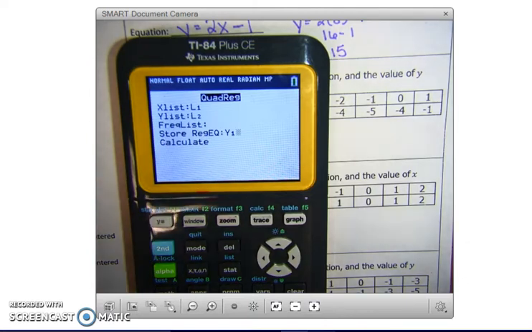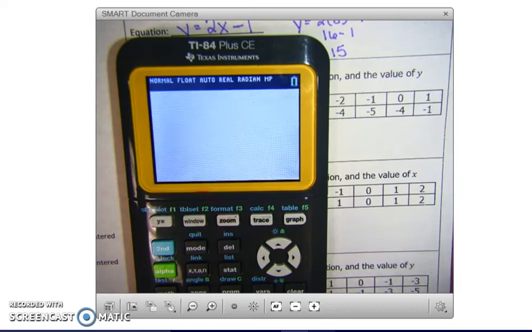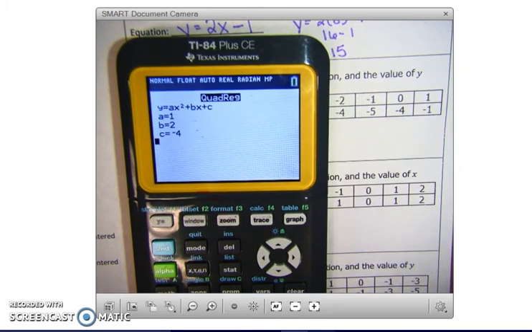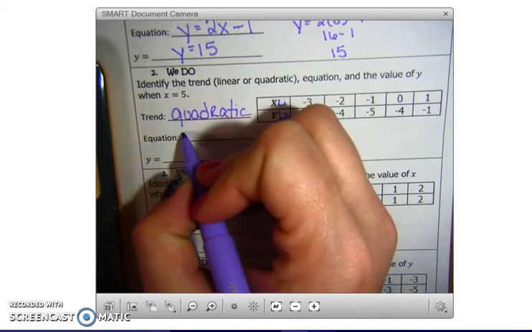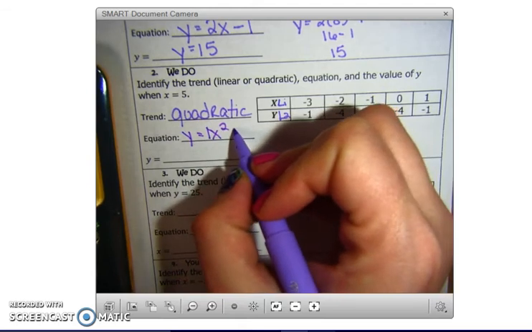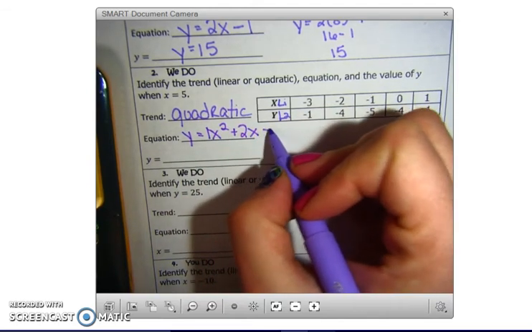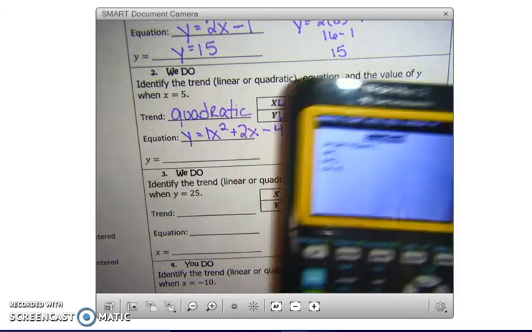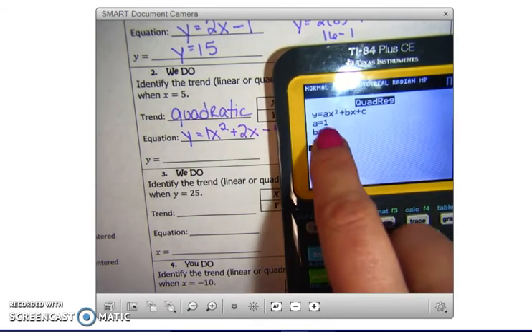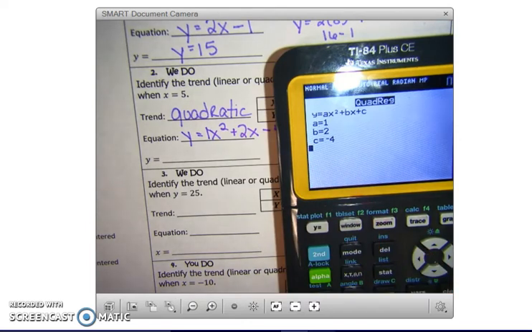And again, if you forget to store it in y1, it's not wrong. You just have to write your equation down on your paper, and then you can type it into y1. But it'll still work the same way. When we calculate, again, it gives me my a, my b, and my c. So my equation, y equals 1x squared plus 2x minus 4. All I did was copy that right from the calculator. A is 1, b is 2, and c is -4.